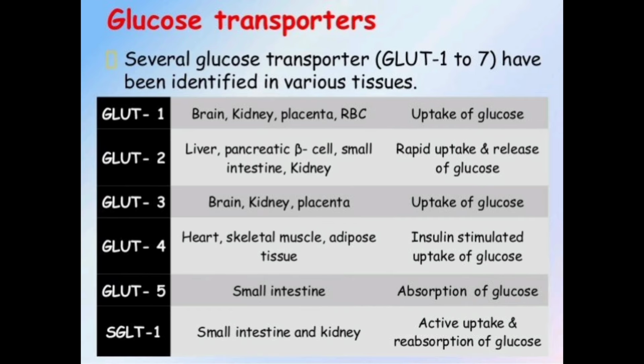GLUT1 is in brain, kidney, placenta and RBC. GLUT2 is in liver, pancreas, kidney and intestine. GLUT3 is in brain, kidney and placenta. GLUT4 is insulin dependent, and is in heart, skeletal muscle and adipose tissue. Next, GLUT5 is in small intestine and is for fructose, and SGLT1 is in small intestine and kidney.